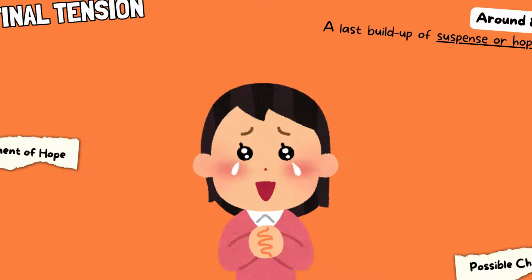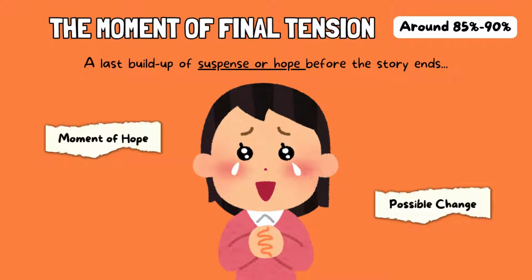Part 7. The moment of final tension. This brief scene just before the end is a final complication or twist that offers a brief moment of hope or suspense. It may feel like the outcome could still change, even if only for a second. This pause heightens the emotional impact of the ending and keeps the audience fully engaged.